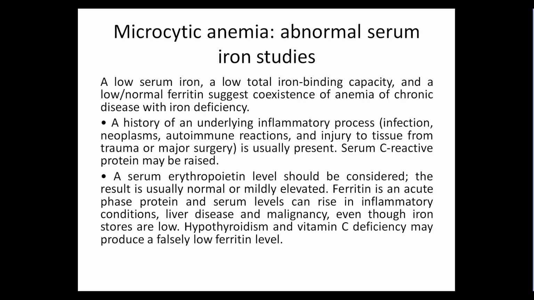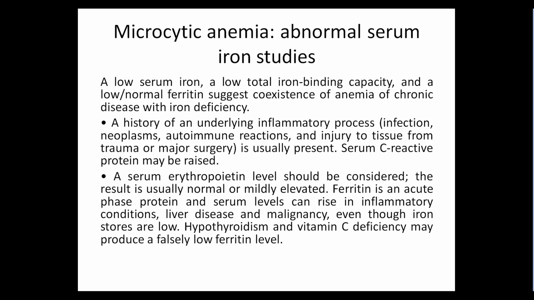A low serum iron, a low total iron binding capacity, and a low normal ferritin suggest coexistence of anemia of chronic disease with iron deficiency. A history of underlying inflammatory process, infection, neoplasm, autoimmune reaction, and injury to tissue from trauma or surgery is usually present. Serum C-reactive protein may be raised.